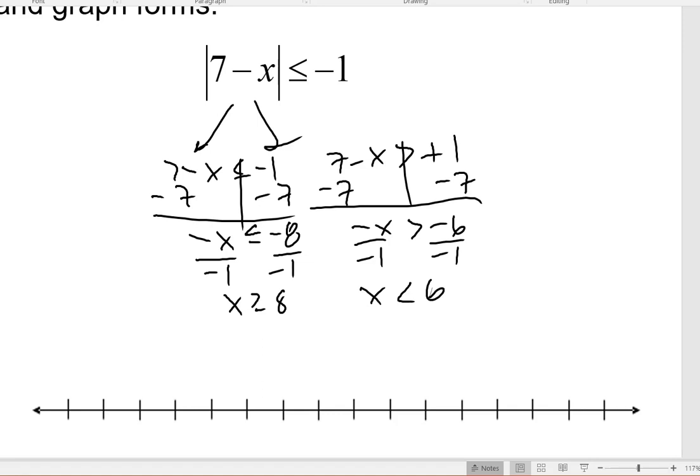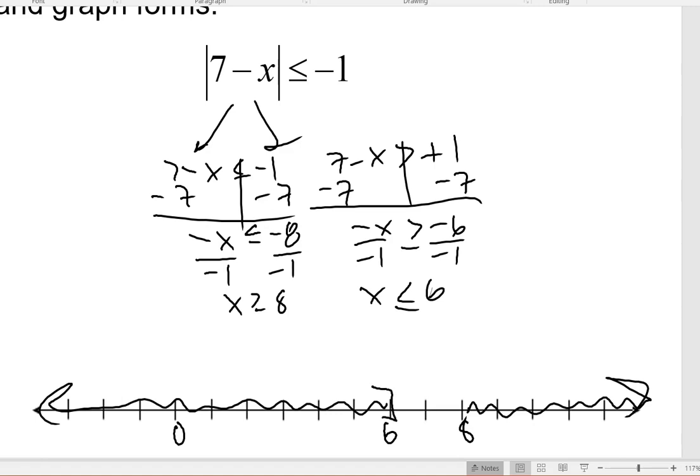I think this is going to have to be an or by the picture, because I've got, let's say, 0, 1, 2, 3, 4, 5, 6, 7, 8. Less than 6 would be back this way. Greater than the 8 would be this way. Here's the problem. And they're both equal to. Here's the problem. This would not be full credit. This would not be a right answer.